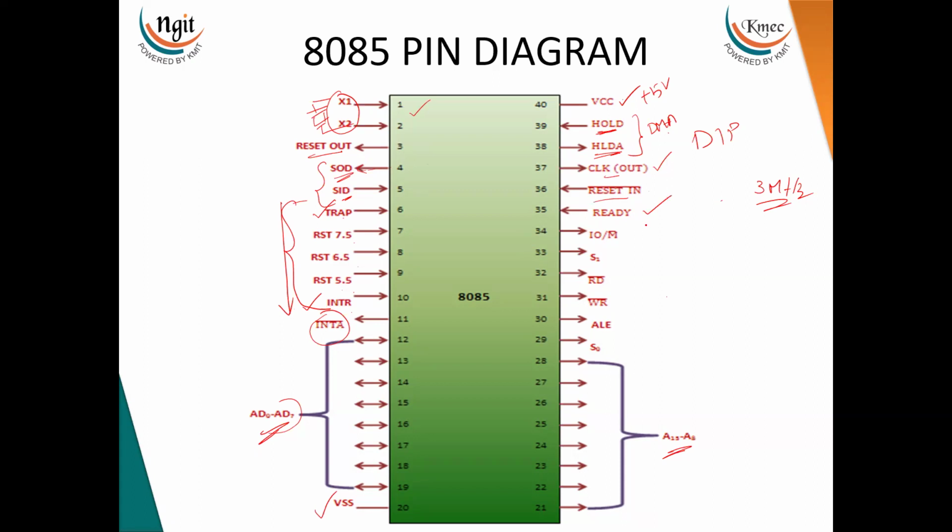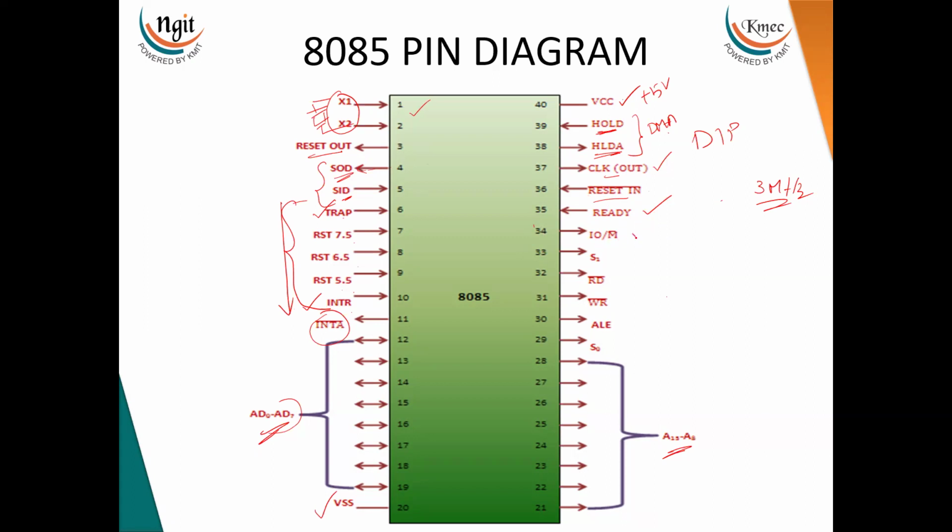Now ready. Whenever the IO devices are connected and are ready to transfer the data, the IO devices will send the ready signal to the microprocessor. After receiving the ready signal, the processor will start transferring the data between the IO devices and itself.